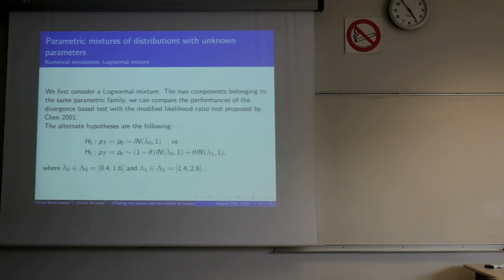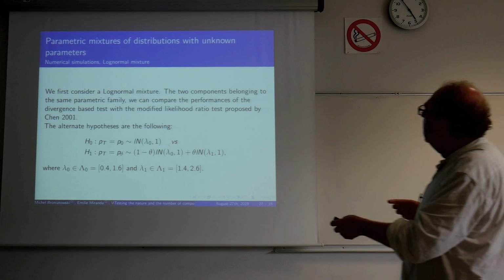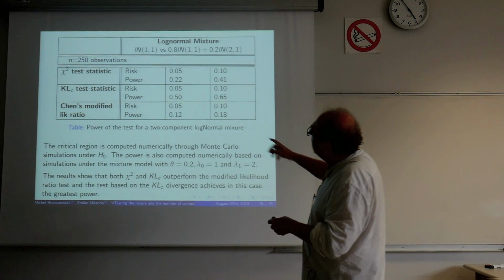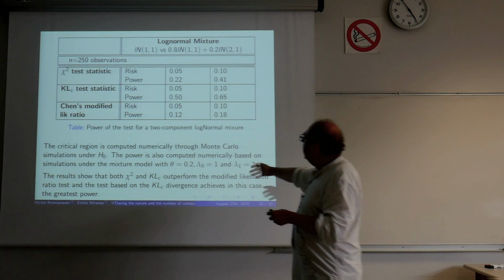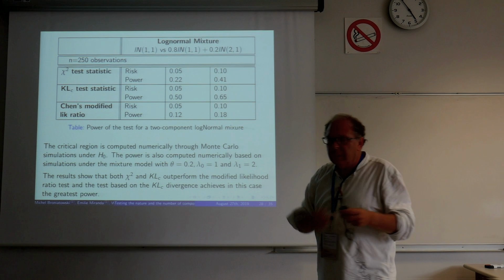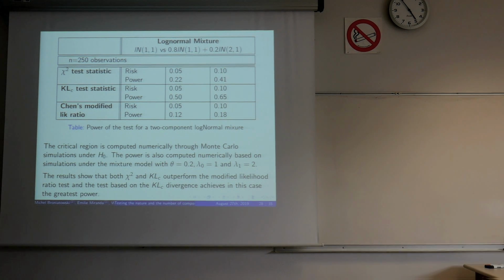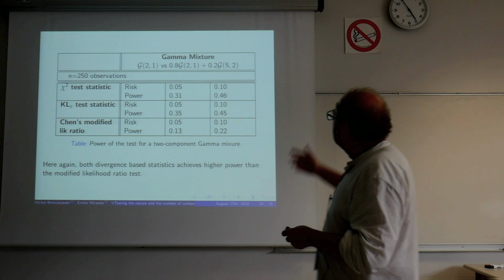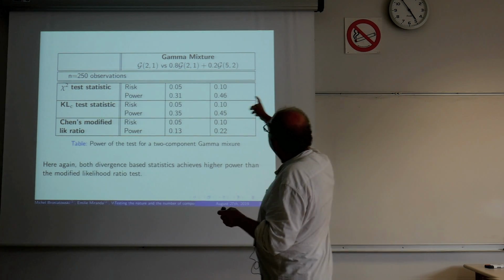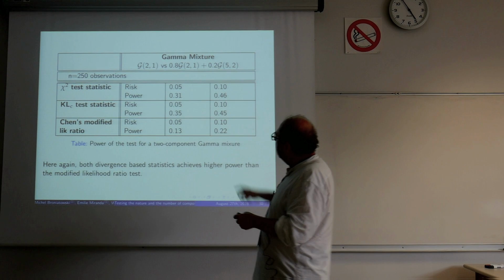So here are a few performances of this. And this can be compared with Chen's model, actually. And we see that globally, many problems are still quite open about the choice, about how to obtain critical regions for a given alpha and so forth. This is done by simulation. And there is much to say on that. Okay, so that means that here is a gamma mixture with unknown parameters.